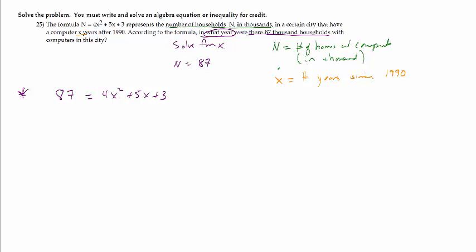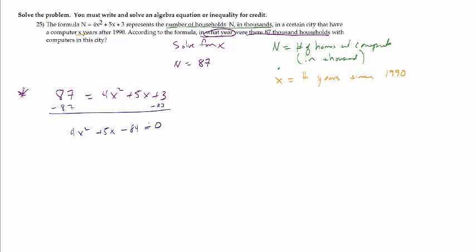Okay, so now I've got this equation, and I've got to solve it. It's a quadratic equation. We have lots of methods of solving quadratic equations. I'm going to think about using factoring, and if not, I'm going to move quickly on to the quadratic formula. First, I've got to get into standard form, so subtracting 87 from both sides, I'm going to have 4x squared plus 5x minus 84 is equal to 0.